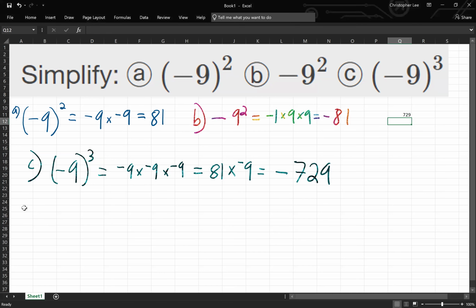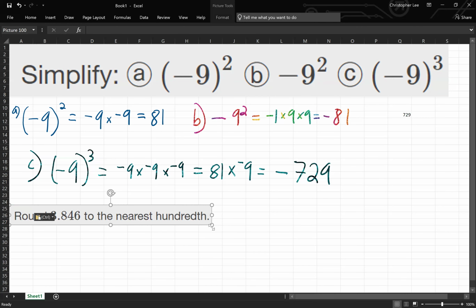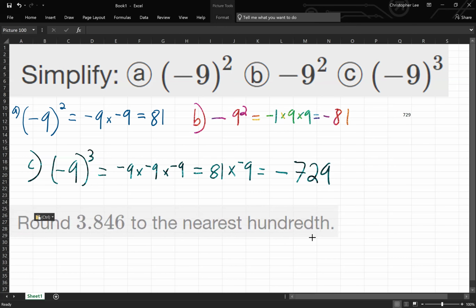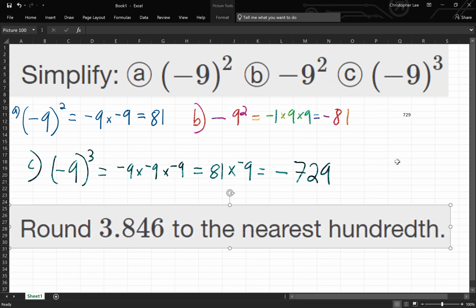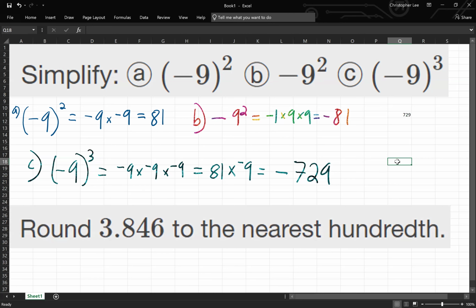All right, we're taking it way back right now with this question, but I feel like we can handle it. Not too bad, right? So I want to round 3.846 to the nearest hundredth place, right? So we remember that the hundredth place is where, right? It's where the four is, right? That's the hundredth place.